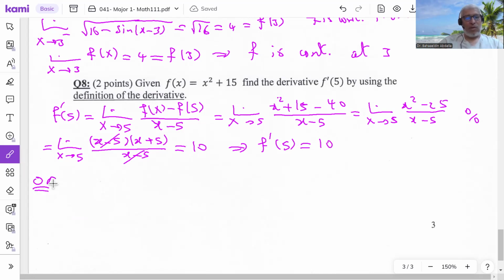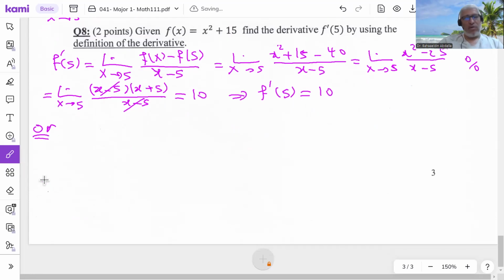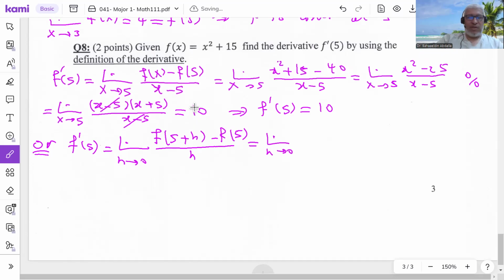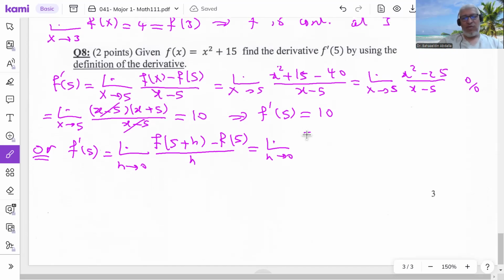Or there is another formula to find f prime of 5. It is the limit when h approaches 0 of f of 5 plus h minus f of 5 over h. And f of 5 plus h would be 5 plus h to the power 2 plus 15, where I replaced x by 5 plus h, minus f of 5, which is 40, over h.